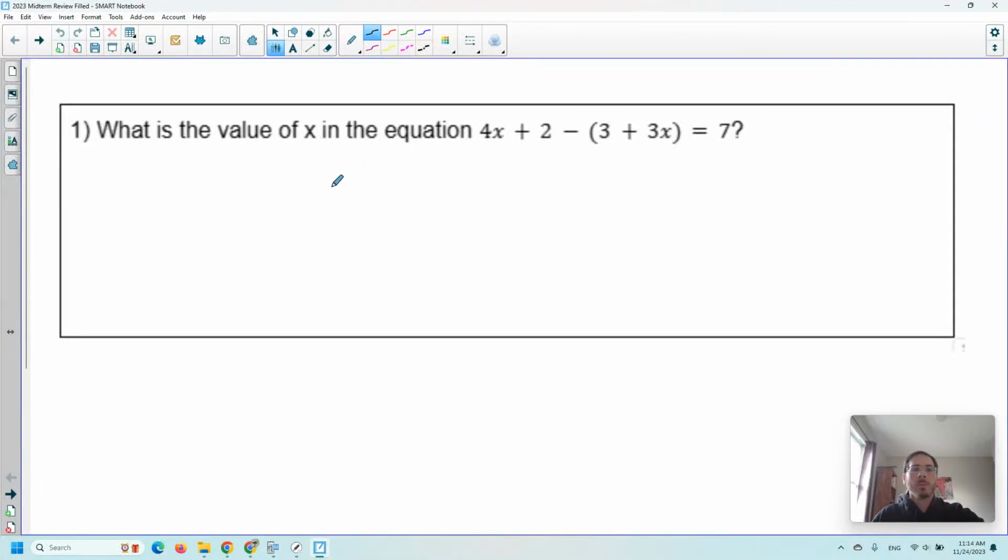So this is the midterm review now. So we're going to find the value of x in this equation. You can see the midterm is going to cover all the topics that we did all year. So this is all the way back from Unit 1.